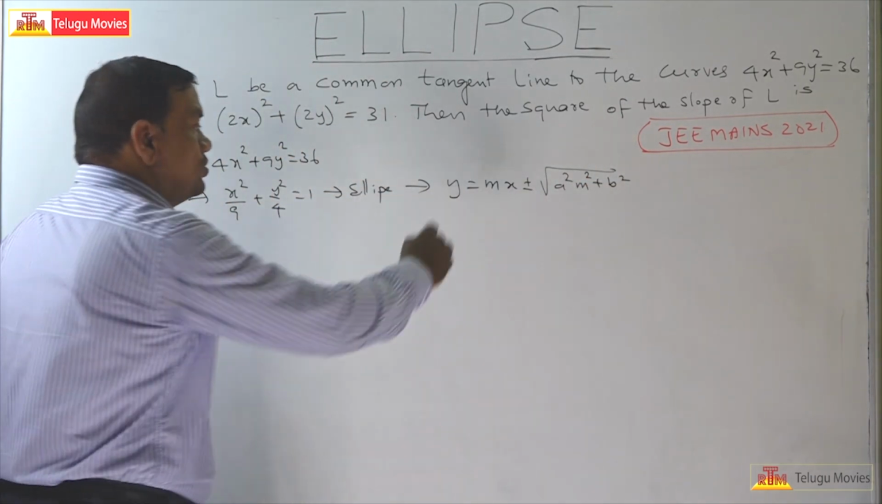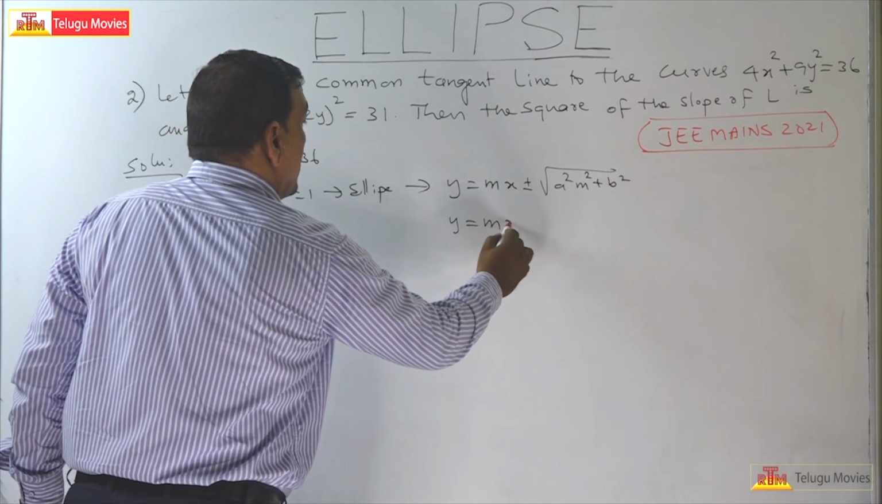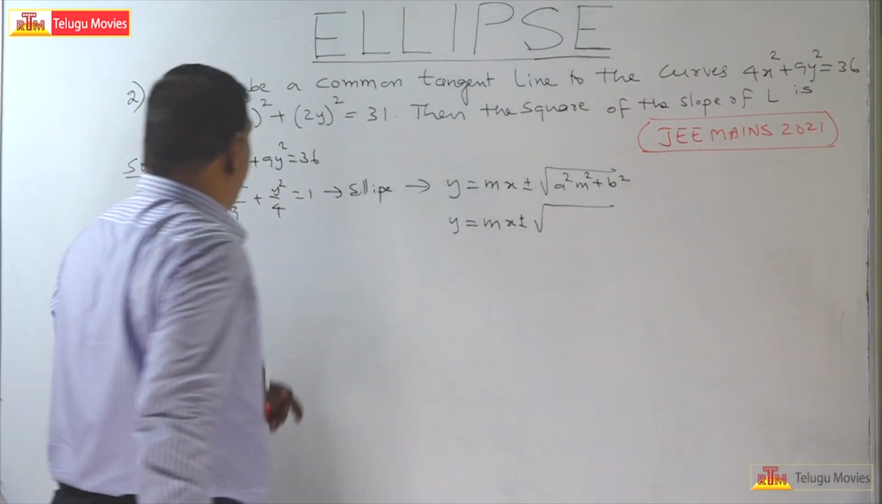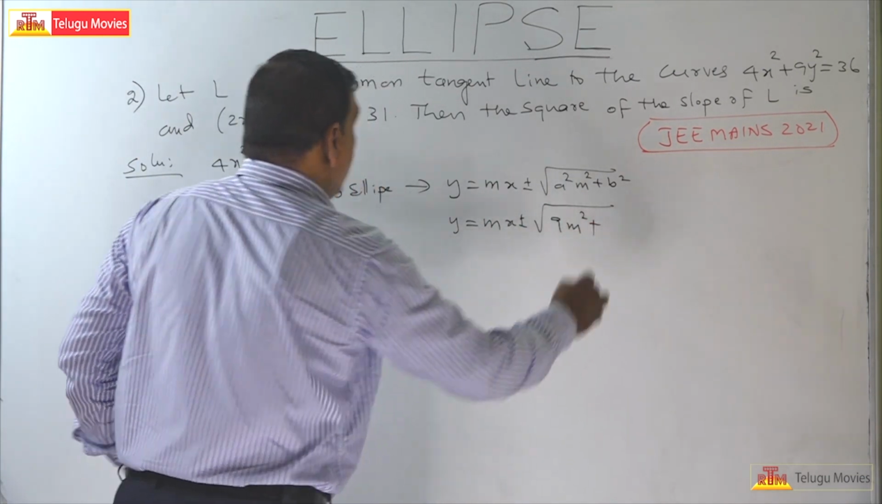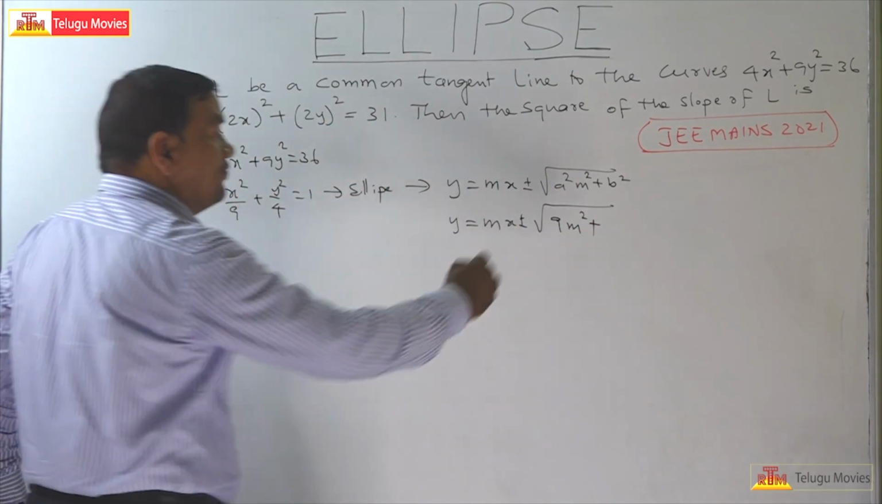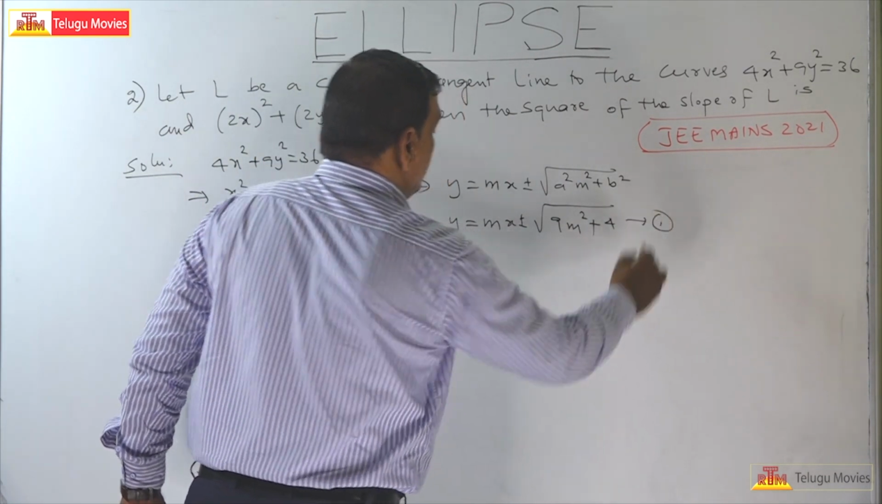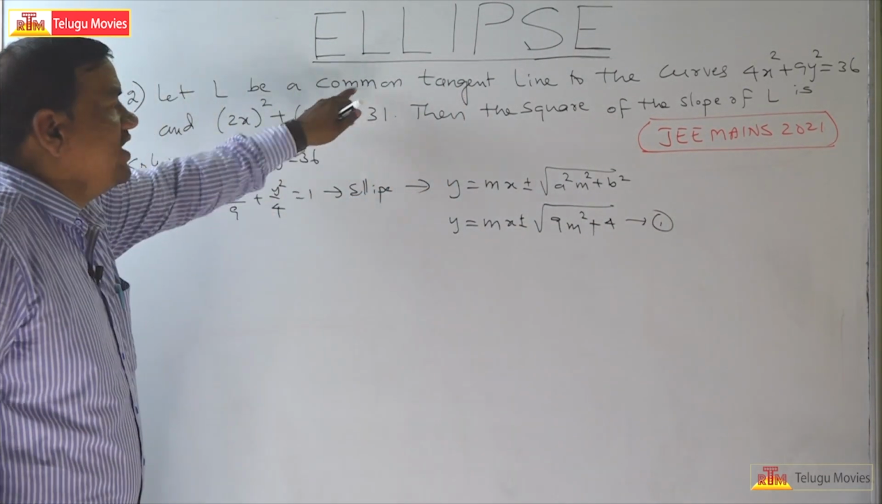That we should know. So that is y = mx ± √(a²m² + b²), which means 9m² + b² is equal to how much? 4. Call it equation 1. Okay, he is saying common tangent.